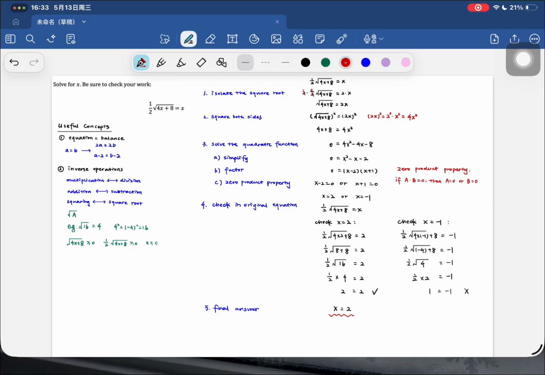Finally, we checked both possible answers, x equals 2 and x equals -1, because squaring can create extra solutions. So in this problem, x equals 2 works and x equals -1 does not. So the final answer is x equals 2. Okay, so that is the full solution to this problem. Are there any questions about the process?